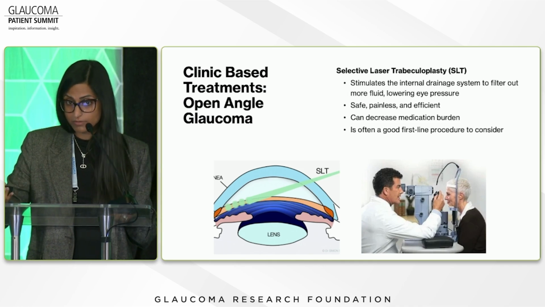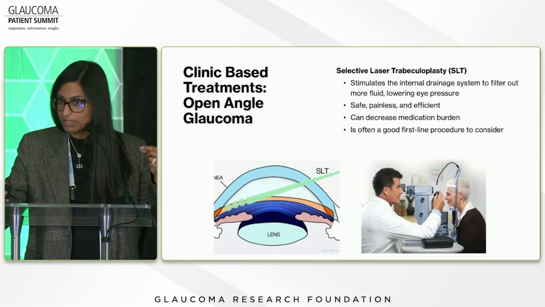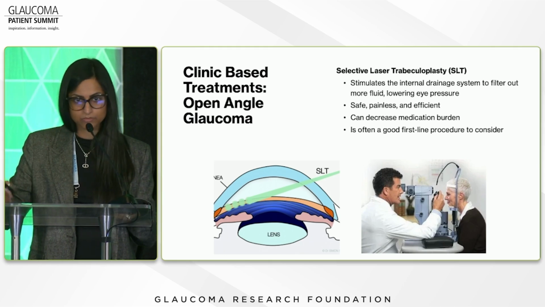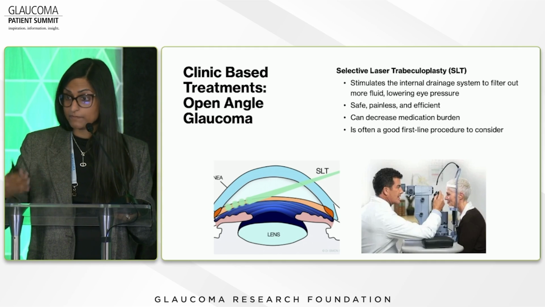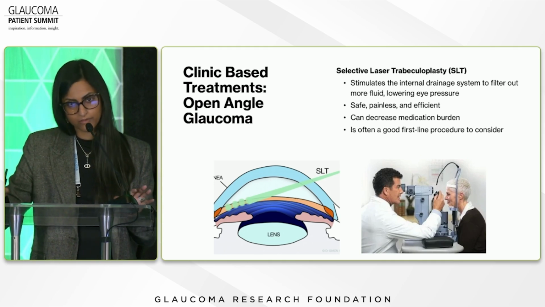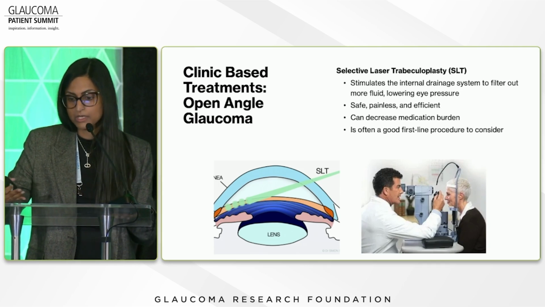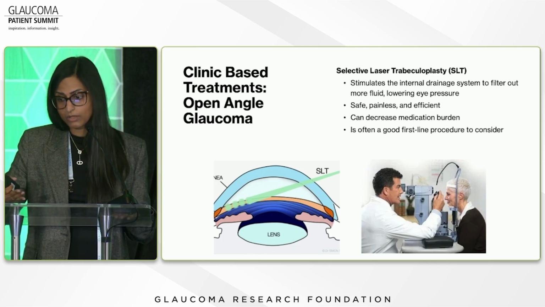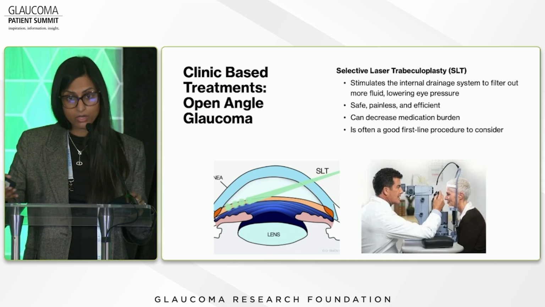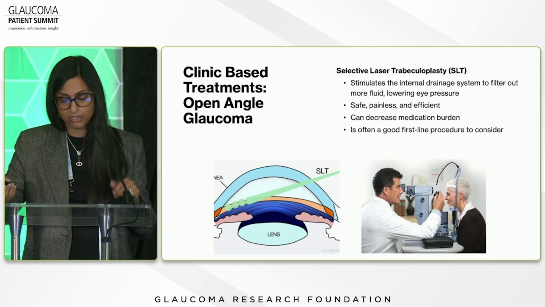Drops can be expensive. They can be difficult to administer because, like she mentioned, some people have arthritis, they're tiny, and it's hard to squeeze them. Many drops also have side effects: red eyes, irritation, skin changes that are permanent. For all these reasons and more, we have found that many patients are just not as compliant as we would like with these drops. SLT is a low-risk intervention that we can do in clinic that lowers the eye pressure and often can decrease the patient's drop load. In some cases, it eliminates the drops, depending on how many drops you're on.